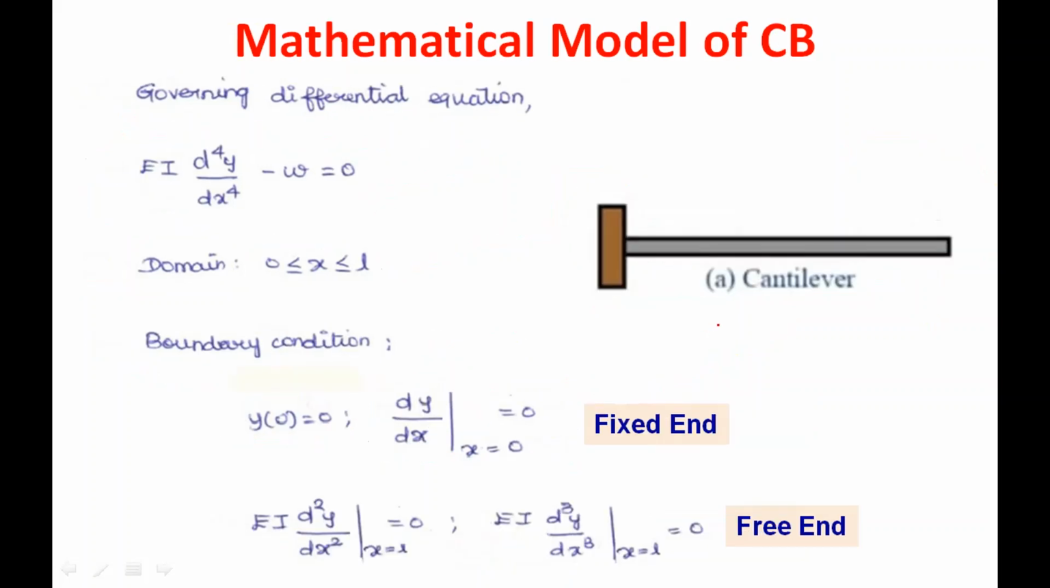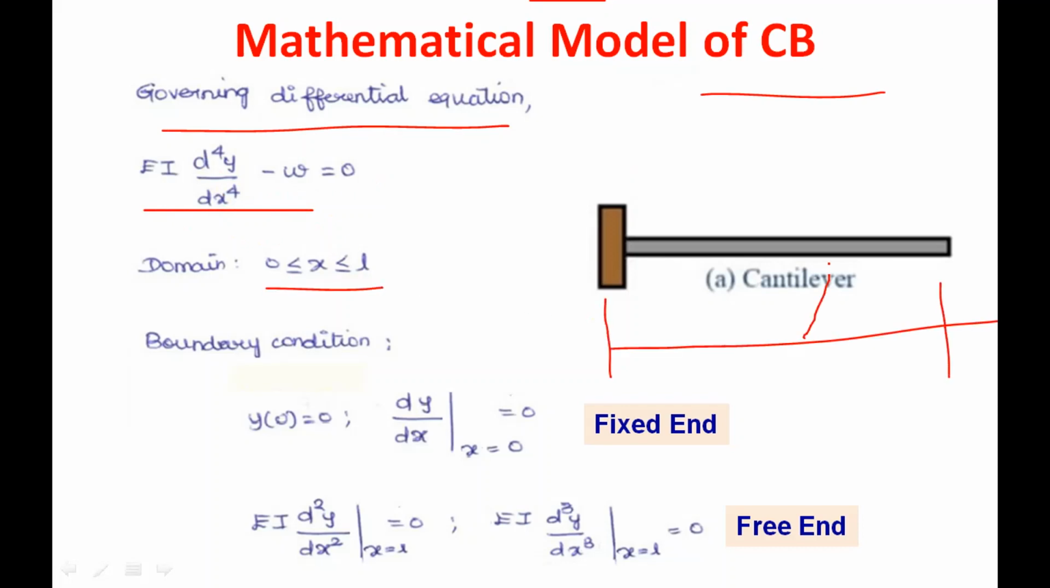Coming to other types of beam, suppose you have a cantilever beam, then how to write the mathematical model of a cantilever beam? The governing differential equation is the same: EI d power 4 y by dx power 4 minus w equal to 0. The domain is also the same; if the length of the beam is L, then x is varying from 0 to L. The boundary condition we have to write carefully. So the left end is a fixed end. At the fixed end, deflection 0 and the slope is also 0. So y of 0 is equal to 0 and dy by dx, the slope at x equal to 0, is also 0, because this is for the fixed end.